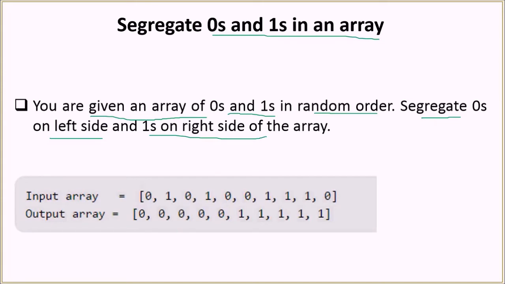Suppose you are given this input array. You see that 0 is followed by 1, then followed by 0, then 1, 0, 0, 1, 1, then 0. So zeros and ones are placed in random order in this array. You will be given this type of an array, and the output array should actually have zeros on the left side and then ones on the right side. In this input array, there were 5 zeros and 5 ones. That is why we have 5 zeros here, followed by 5 ones at the rightmost side.